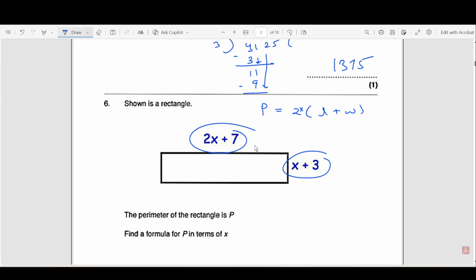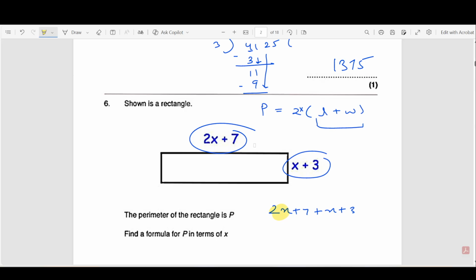First step is to add length and width. So 2x plus 7 plus x plus 3. To add or subtract, we need to focus on like terms. Like terms means terms which have the same variable. These two have x and x, so 2x plus x will be 3x. Then the other like terms are numbers, 7 and 3. So 7 plus 3 is 10, so plus 10.